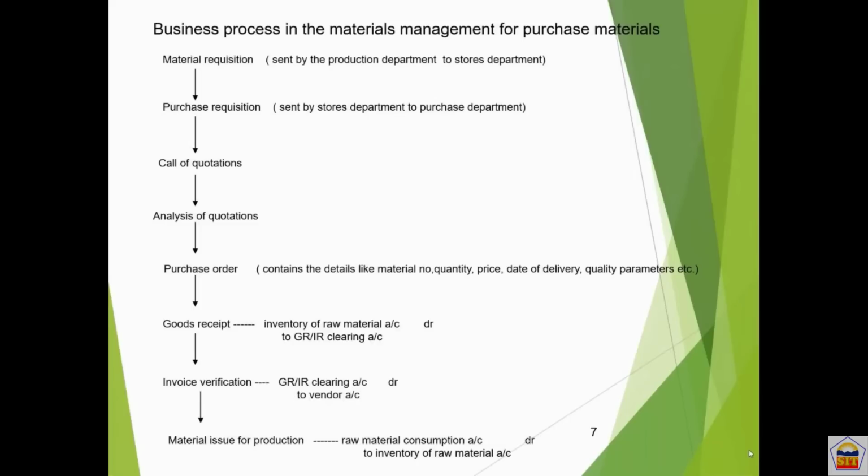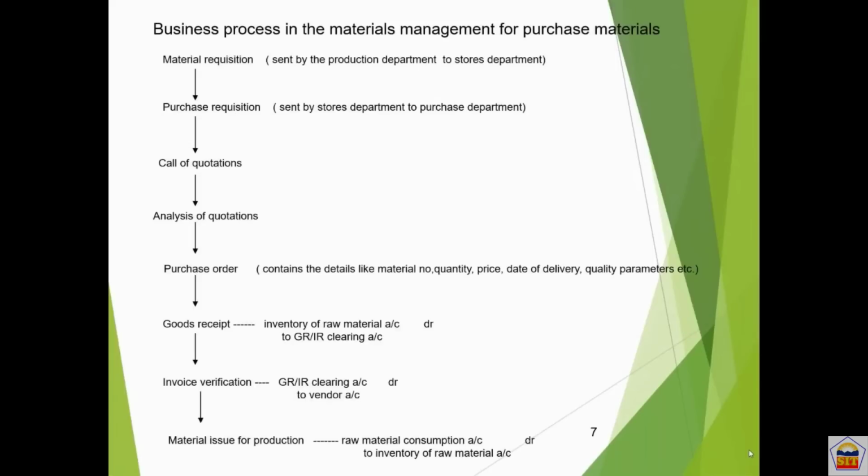It will have the material number, material detail, quantity, price, date of delivery, and quality parameters. All this information we will get in the purchase order, but it is not a financial document, it is not an accounting document. After that we have the goods receipt. The goods receipt will trigger your accounting entry. And what is the accounting entry? Inventory of raw material account debit to the GRIR clearing account.